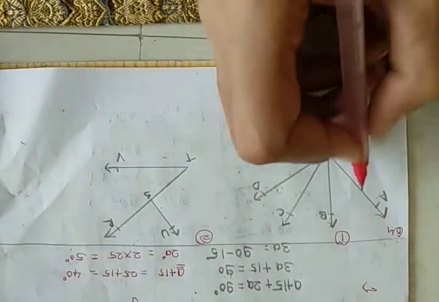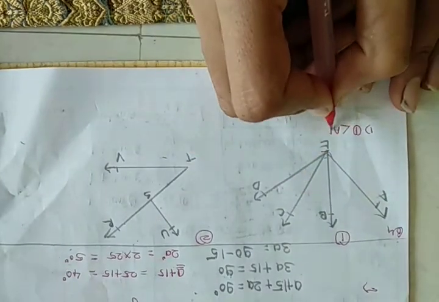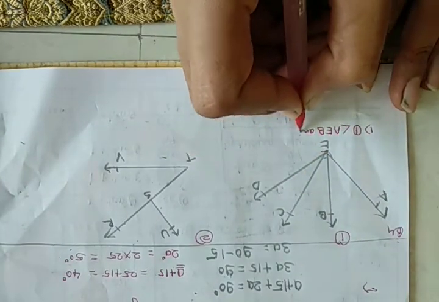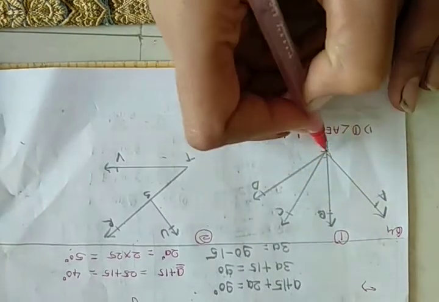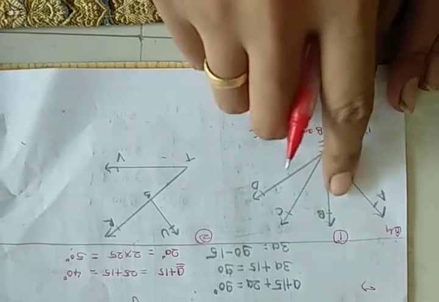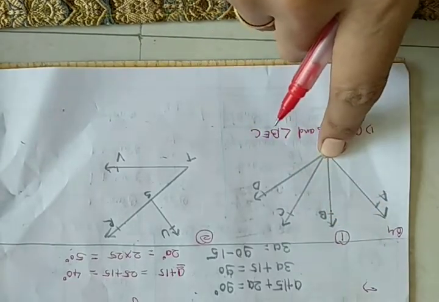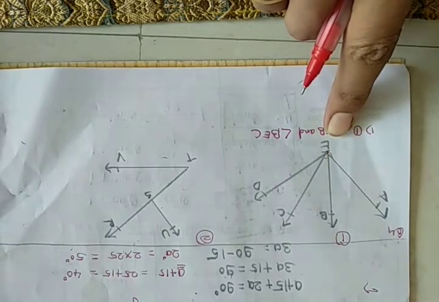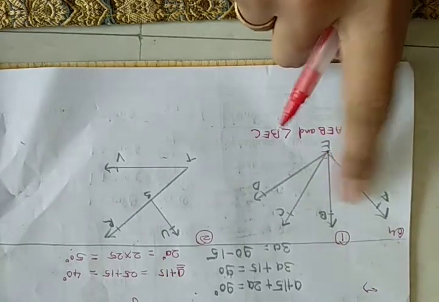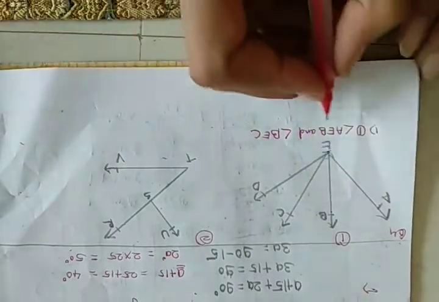The first pair is angle AEB and angle BEC. These two angles are adjacent angle because here BE is a common arm and these two angles have the separate interior. So these two angles are the adjacent angle.